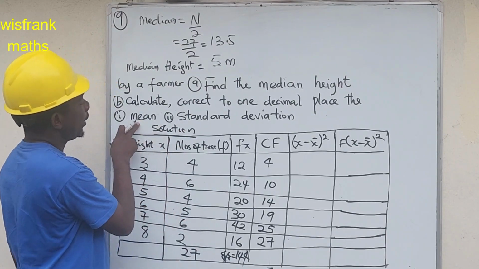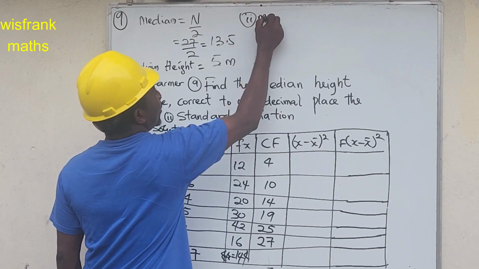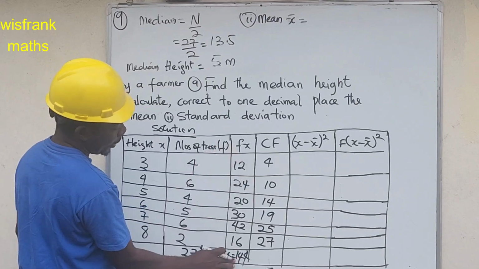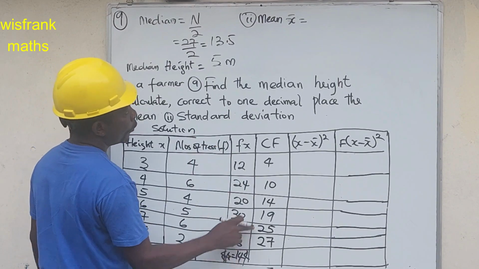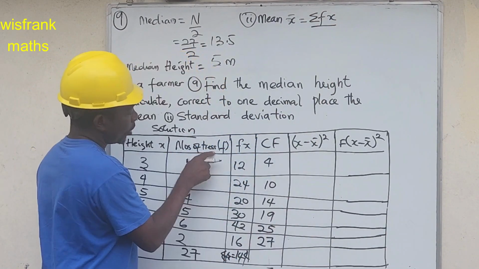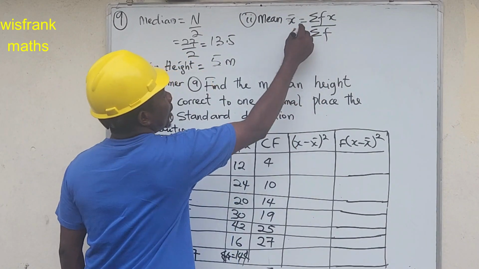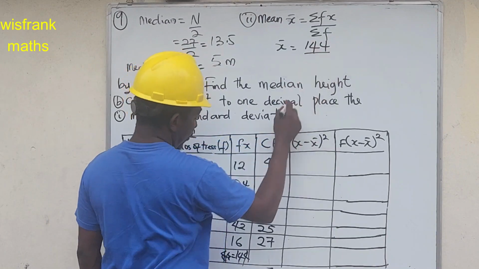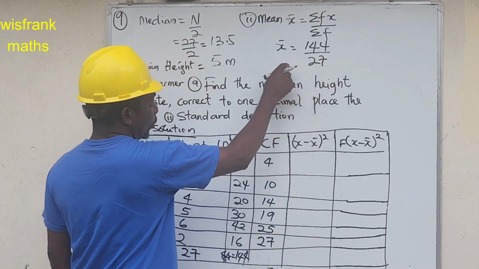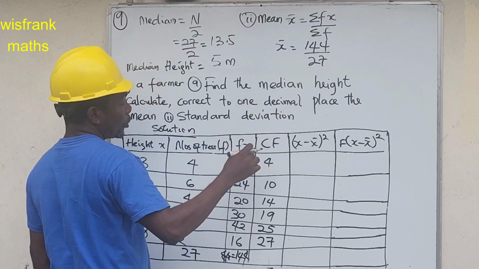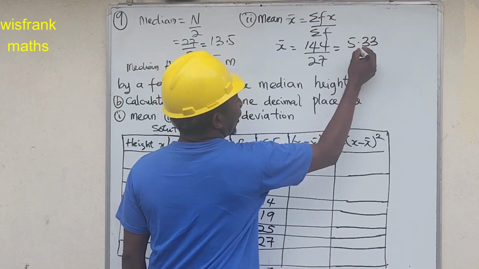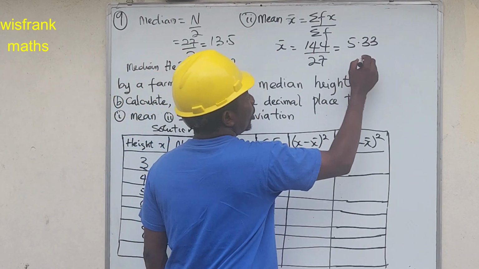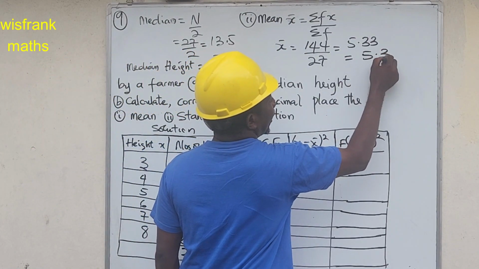Now the next one is the mean, which is part B, I. The mean, x bar, equals the summation of fx, which is 144, all over the summation of f. So the mean equals 144 all over 27. When we divide this, it's going to give us 5.33. And it says correct to one place of decimal, so we are going to have 5.3. So this is the mean.